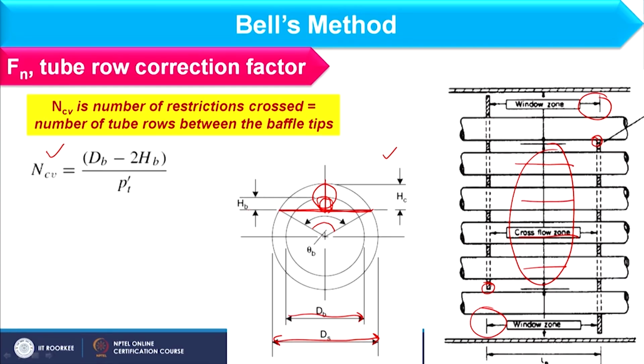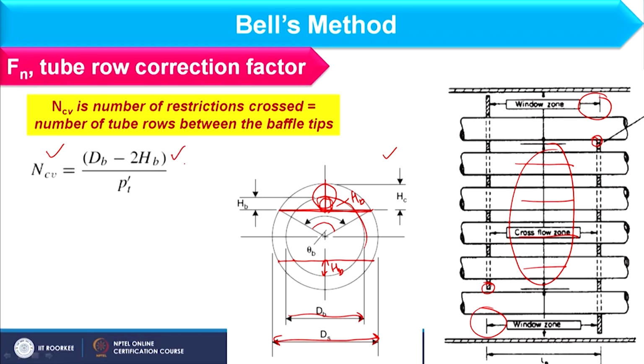Okay. So, if I consider NCV, so NCV should be what? Baffle diameter plus twice of HB, because if I consider the second cut it will be like this. So, between this and this, whatever tube rows are available, that is nothing but NCV. Here I am considering this also as HB, and this is also HB. So, between these two we have to find out the NCV value using this expression.